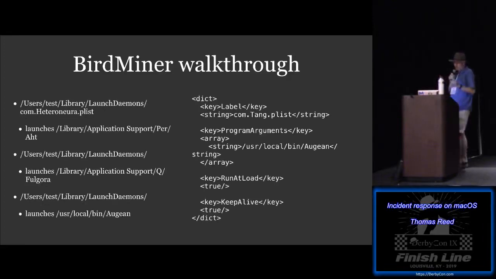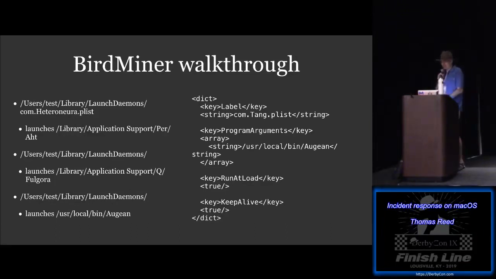And we look at those and we see that the first two launch processes out of sort of randomly named folders. So one of them launches a process called AHT from a folder named per, P-E-R. Another one launches something called Fulgora out of a folder named Q. So not at all suspicious, right? And then the third one actually launches something that was placed in user local bin called Aegean. So lots more things to look at here.